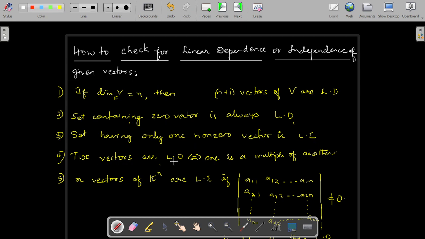A set having only one non-zero vector is always linearly independent. Two vectors are linearly dependent if and only if one is a multiple of another. This is applicable only if you have two vectors. You have to check whether they are multiples of each other. If not, then the vectors are linearly independent.